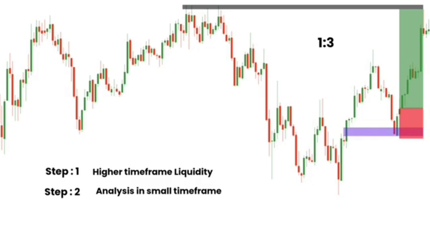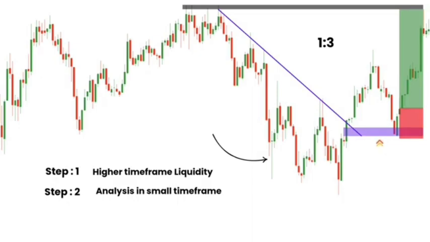However, we didn't enter the trade immediately after the liquidity sweep. Instead, we waited for the lower time frame market structure to shift from bearish to bullish. Next, when the price returned to the fair value gap, FVG, we still didn't rush into the trade. We waited for a bullish confirmation candle before entering.